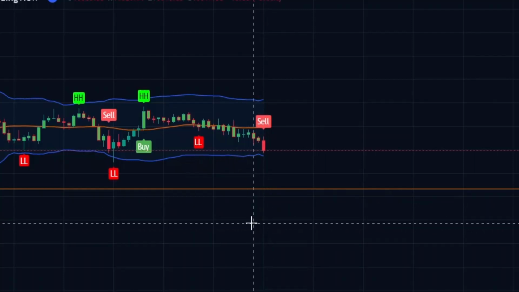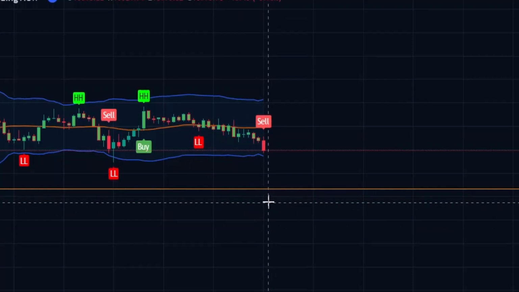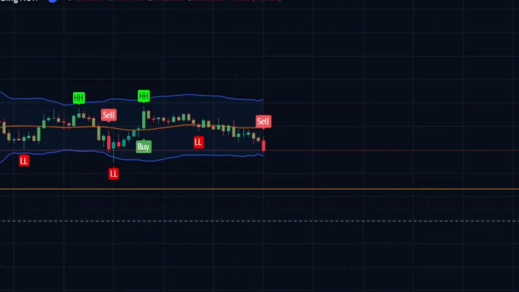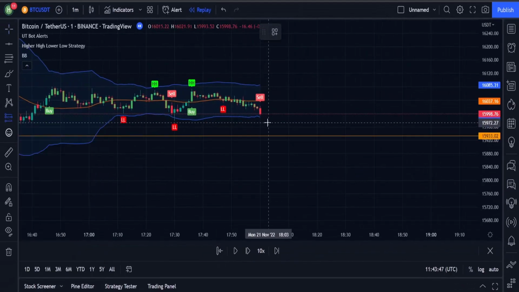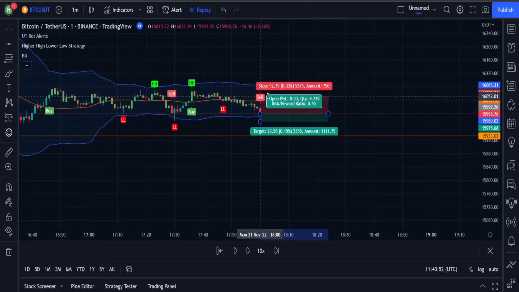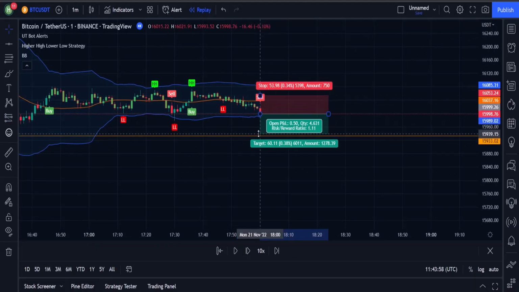Third, the candlestick must be closed below the Bollinger Bands baseline, which is this orange line, yet it must not exceed the lower band. If all these conditions are met, we can enter a sell trade. So we'll enter this sell trade at the close of this candle. The stop loss will be set at the recent swing high.